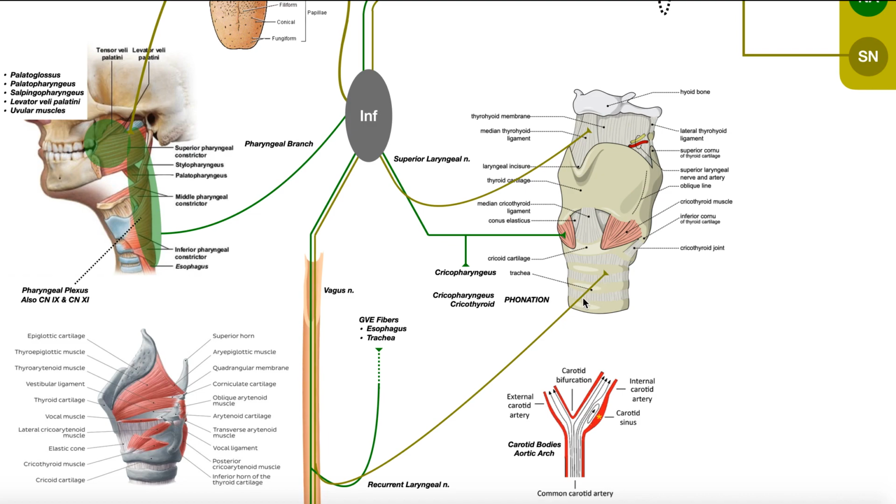So that information is relayed back here, up the vagus nerve, and back to that inferior ganglion, and then ultimately, you can't see it here, but back up to the solitary nucleus.